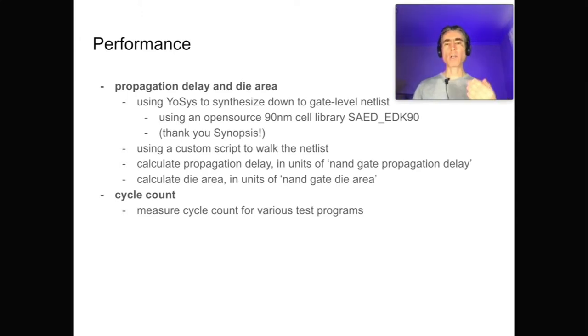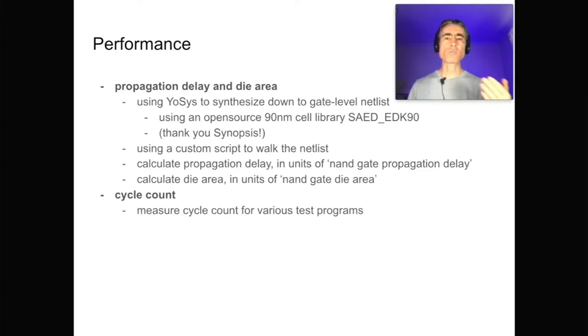All right, so what is NAND gate propagation delay? It's the propagation delay of a single NAND gate. So if we have one NAND gate, then the NAND gate propagation delay is 1. If we have two NAND gates, one after the other, then it's 2. If we had a NAND gate followed by a NOT gate, a NOT gate propagation delay is about 0.6 times a NAND gate propagation delay. So a NAND followed by a NOT is about 1.6 NAND gate propagation delay.